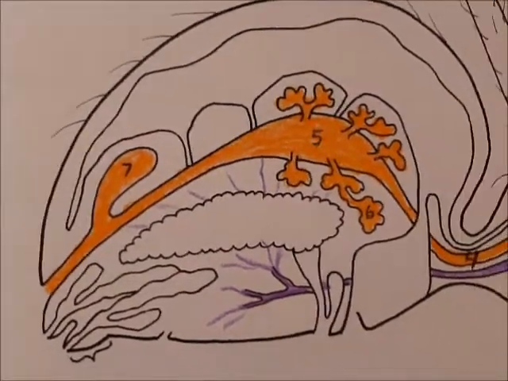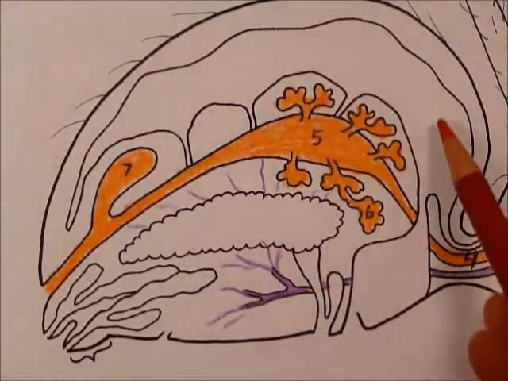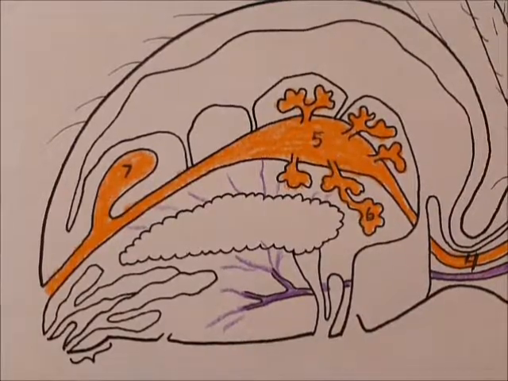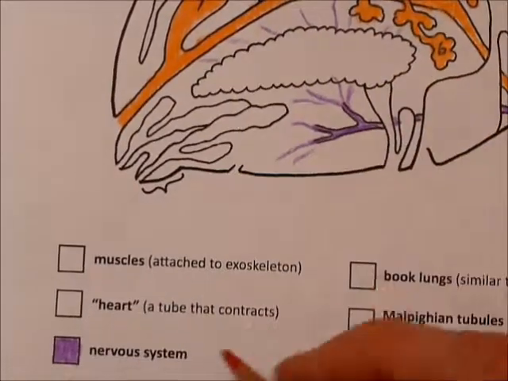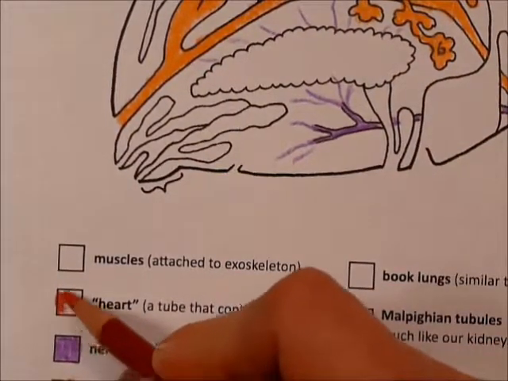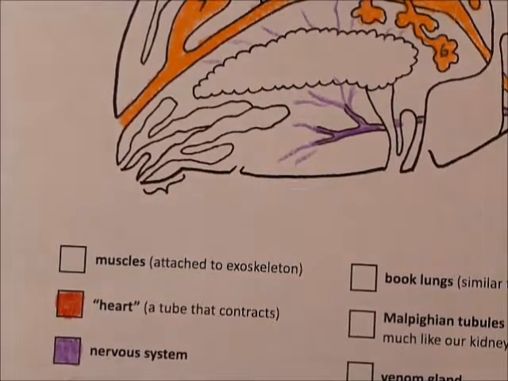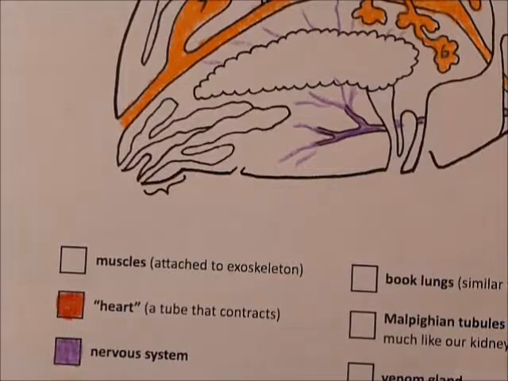Now let's do the heart next. This giant thing up here is going to be our heart area. I'm going to use red just because to me heart seems red, so I'm going to color in my key down here. You don't have to use red. You can use something else, just as long as you note it in the key there.